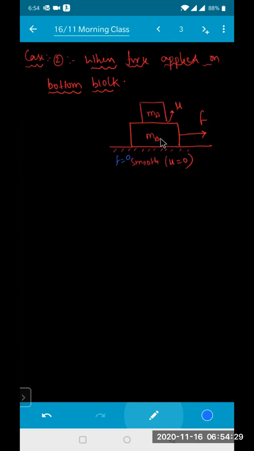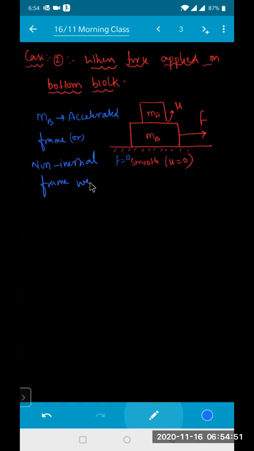That means mass of your B is right now in what? An accelerated frame. Accelerated frames are also called what? Non-inertial frame. So in a non-inertial frame, we cannot apply Newton's laws directly.